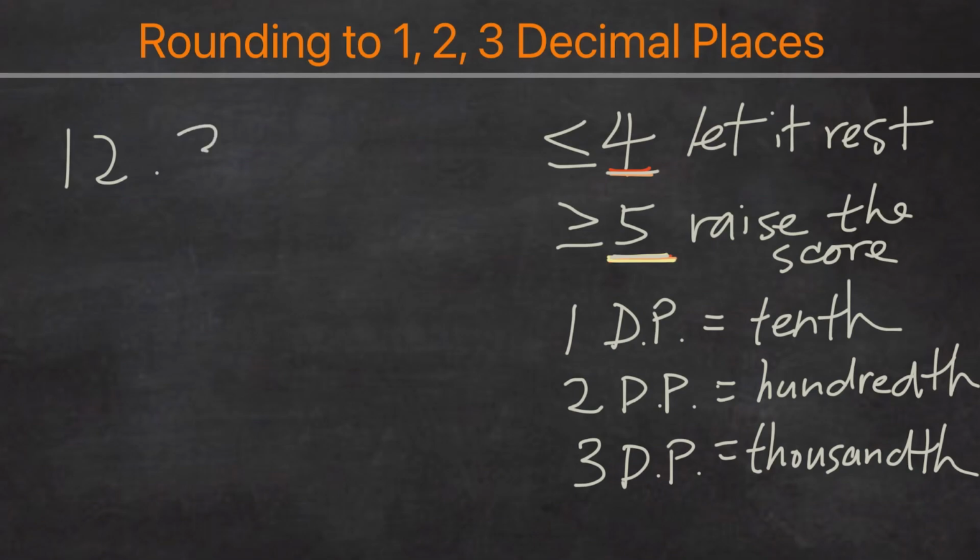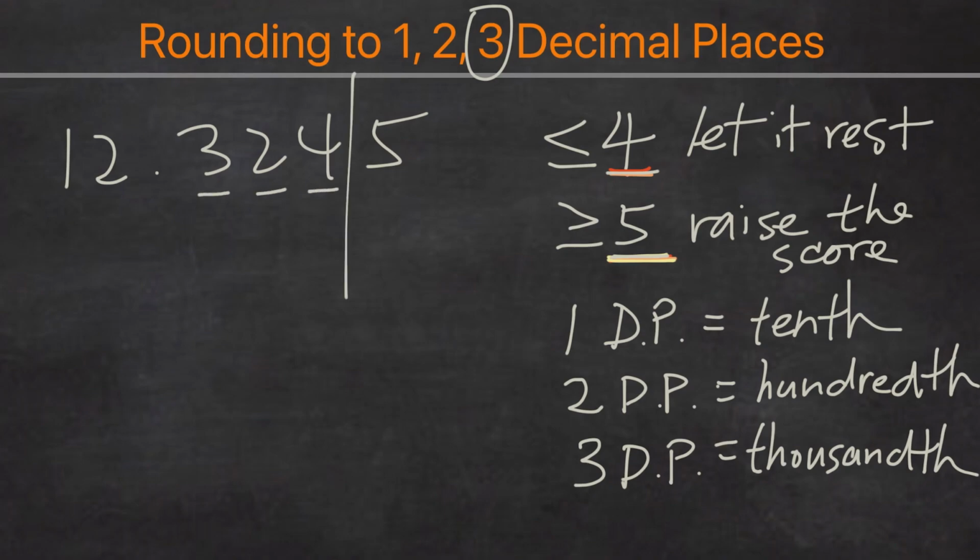12.3245. And now we're working on 3 decimal places. Feel free to pause the video and work on this yourself, and then you can play the video after and see if you got it correct. So in this case, we're rounding to 3 decimal places. That's 1, 2, 3.